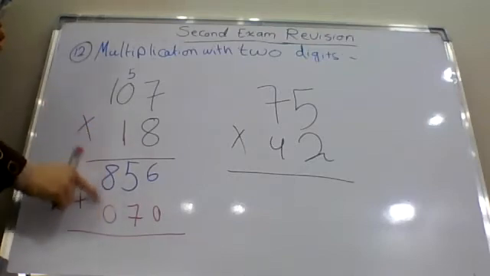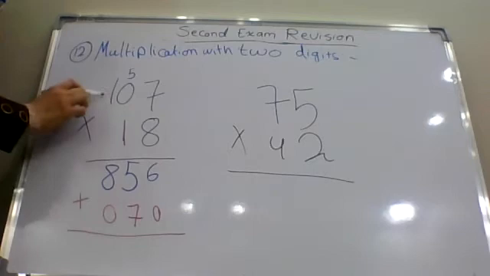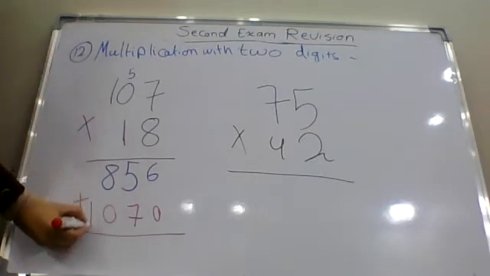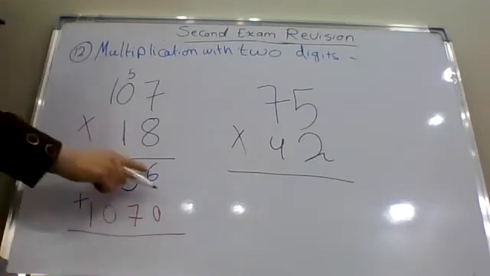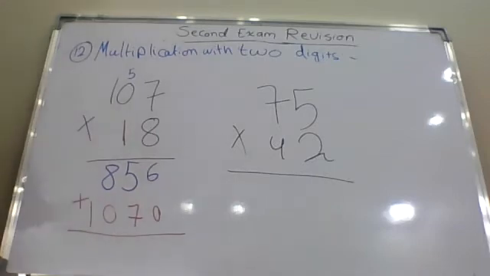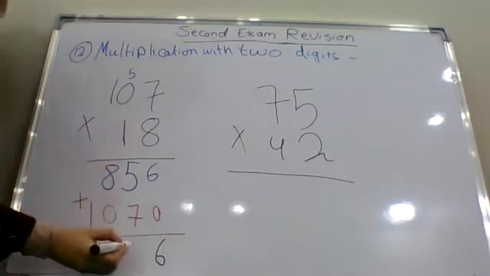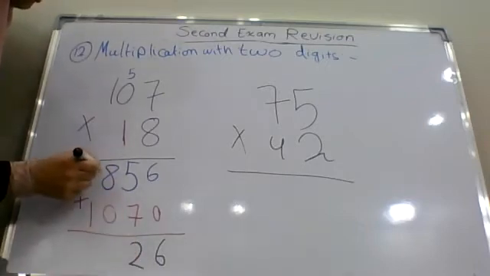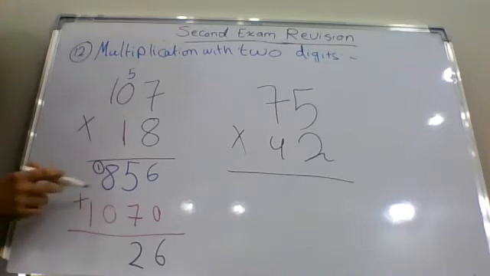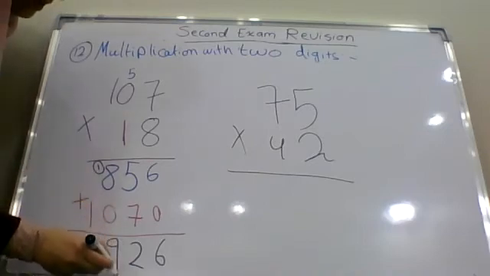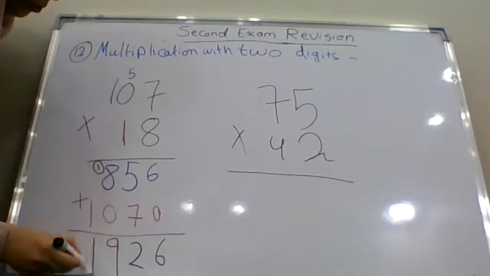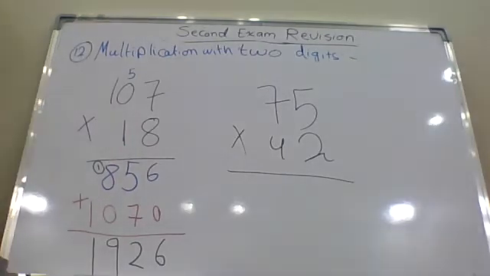Don't forget to arrange them, okay? 1 times 1 equals 1. Then you add these numbers together. 0 plus 6 equals 6. 5 plus 7 equals 12. 2 and you carry the 1. 8 plus 0 equals 8, plus 1 equals 9, and 1 plus 0 equals 1. So this is the final answer, okay?